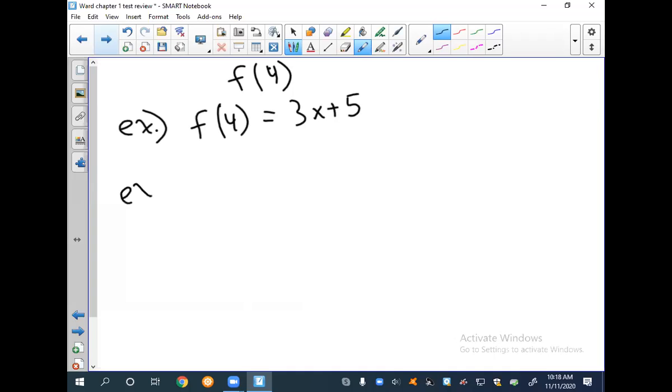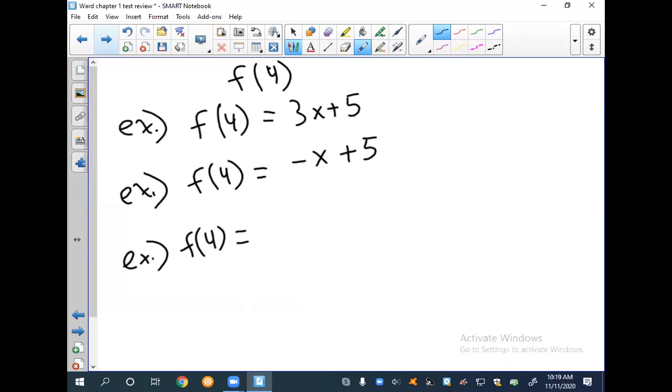And let's do an example. We did f of x equals negative x plus 5 a while ago. And let's do one more, a fancy one: f of x equals 1/4 x minus 7. How about that?